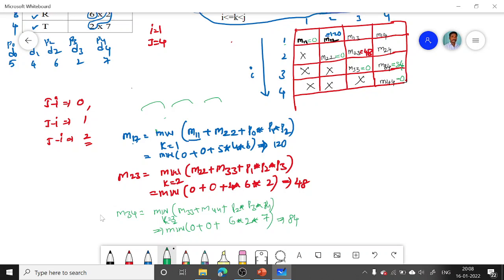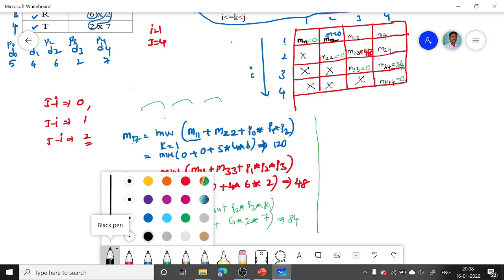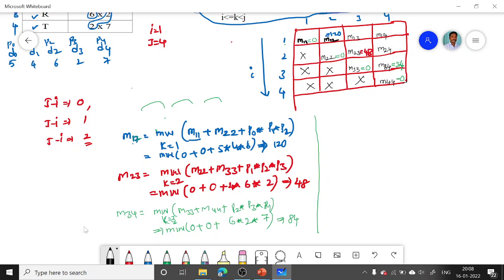Okay. So as of now we calculated M12, M23, M34. Then go for the next with the difference 2. As of now we calculated with the difference 0, then with the difference 1, then we will move to the difference 2. So with the difference 2, then the first possibility is M13.